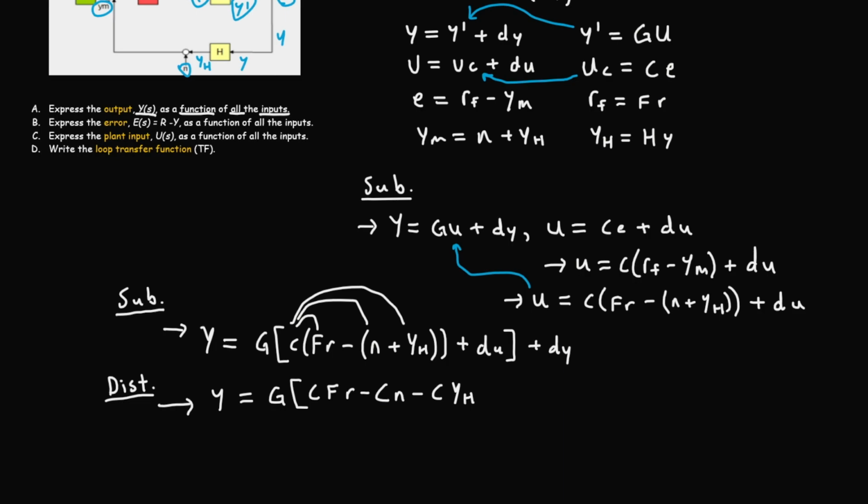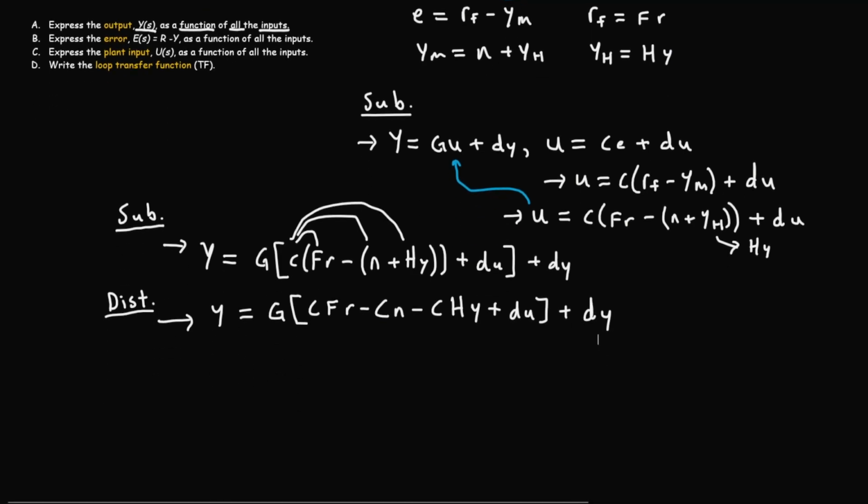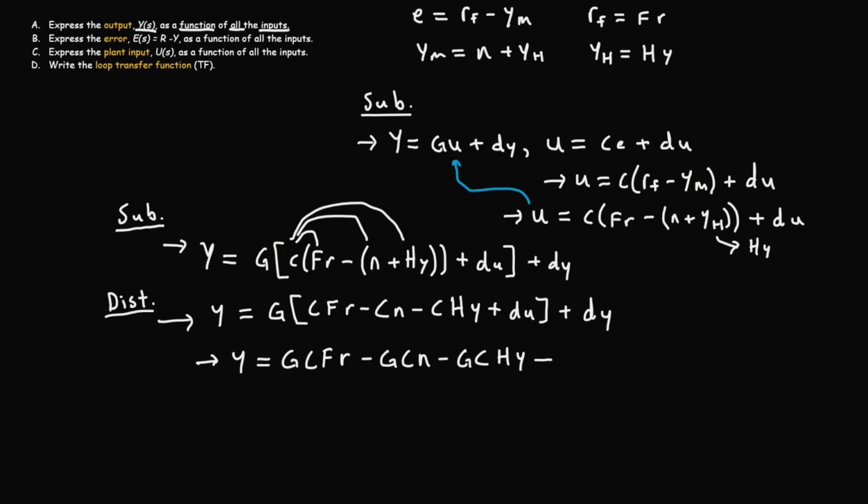But now actually, before moving on here, you may have noticed that we have an expression for YH, which is H times Y. So I'll just go ahead and substitute in H times Y for YH. So this becomes C times H times Y plus DU, close parentheses, plus DY. And now here we can go ahead and multiply out the G. So this becomes GCFR minus GCN minus GCHY plus GDU plus DY.